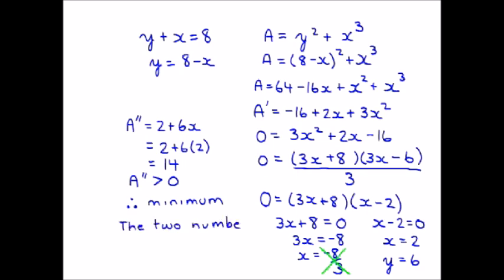So the two numbers that we've been asked to find are 6 and 2, where 6 is the first number and 2 is the second number.